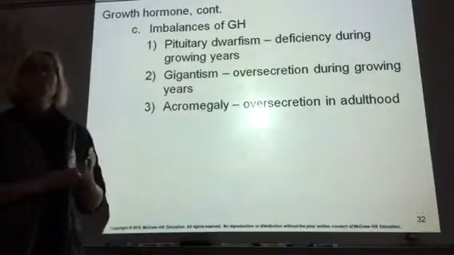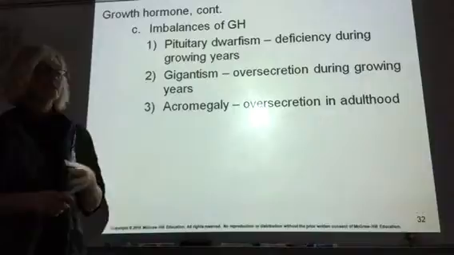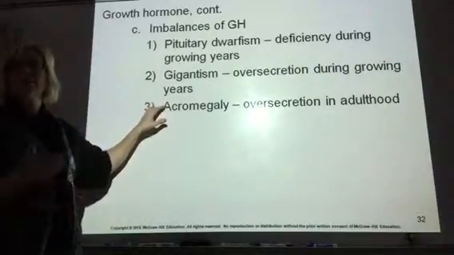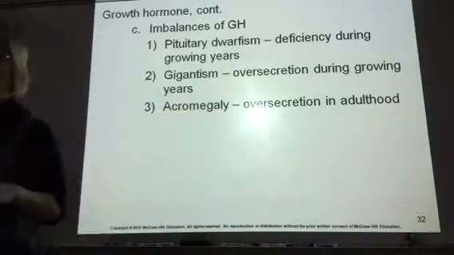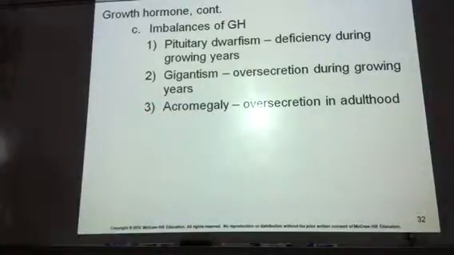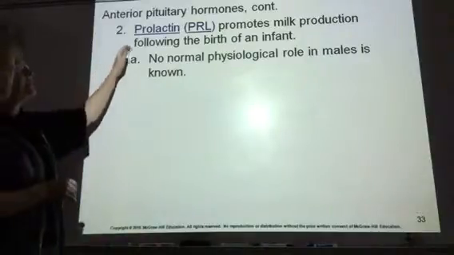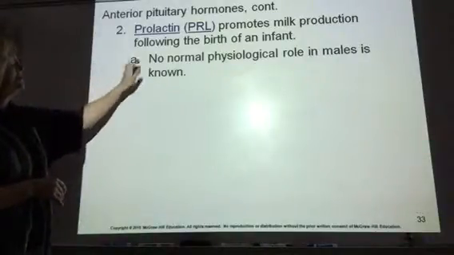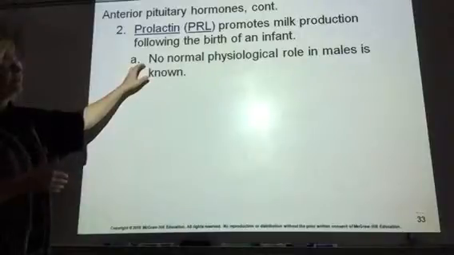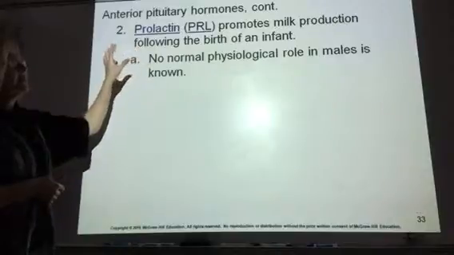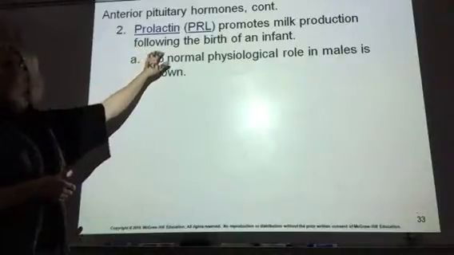Acromegaly is oversecretion during adulthood. So this doesn't happen during your growth spurt. This actually happens when you're done growing, during adulthood. Prolactin, PRL, is the abbreviation for that, and it promotes milk production following the birth of an infant. Typically it has no known physiological role in males. This is for females. And notice this happens following the birth.